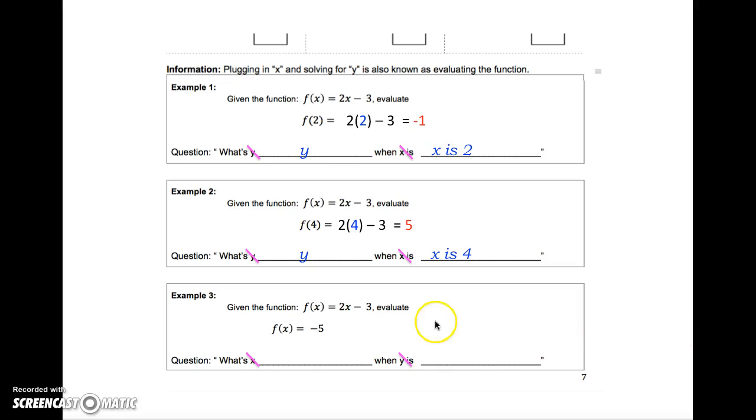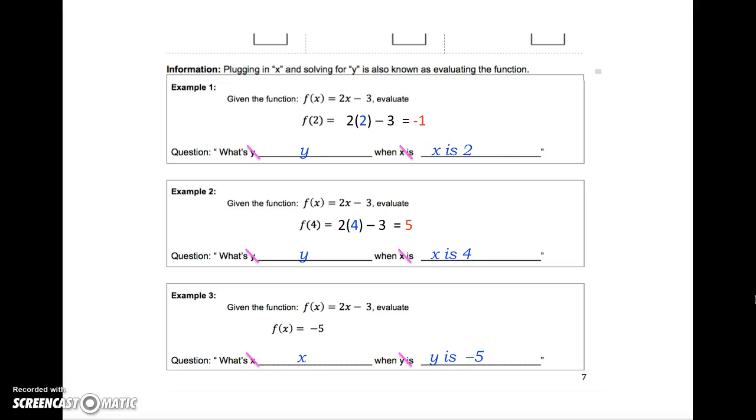We have one more example, which is example 3. Notice that there's a difference between example 3 and what we started off with, example 2 and 1. In example 3, the x has not been replaced by a number, but f of x has. So what does that mean? That means that we know what our value of y is. Remember, f of x is the same thing as y. So we know y is equal to -5. What we're looking for in this case is the value of x. We want to know what value of x do we have when y is equal to -5.